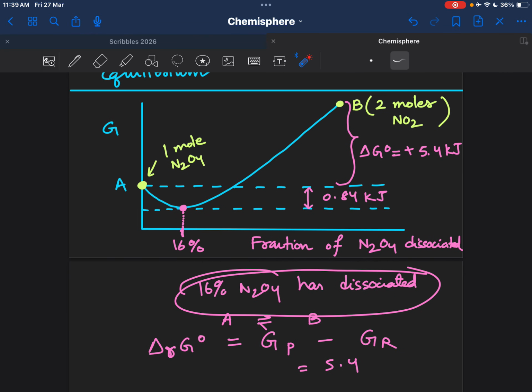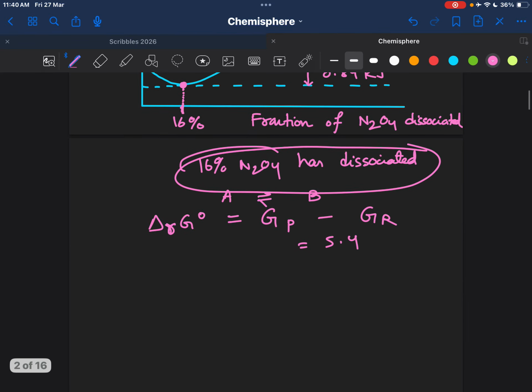But there is one observation. The observation is that the free energy of the reaction mixture is less than either of the pure reactant A or the product B. Can you see that? The free energy of the equilibrium mixture is less than the pure reactant A as well as the pure product B.